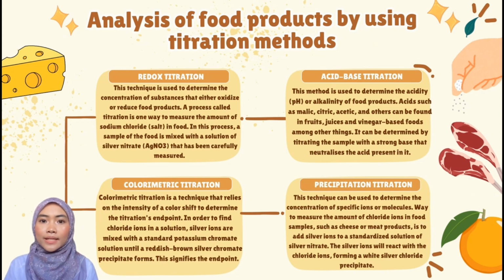Last but not least is precipitation titration. This technique can be used to determine the concentration of specific ions or molecules. One way to measure the amount of chloride ion in a food sample, such as cheese or meat product, is to add silver ions from a standardized solution of silver nitrate. The silver ions will react with the chloride ion, forming a white silver chloride precipitate. This indicates that the titration is complete and the endpoint has been reached.